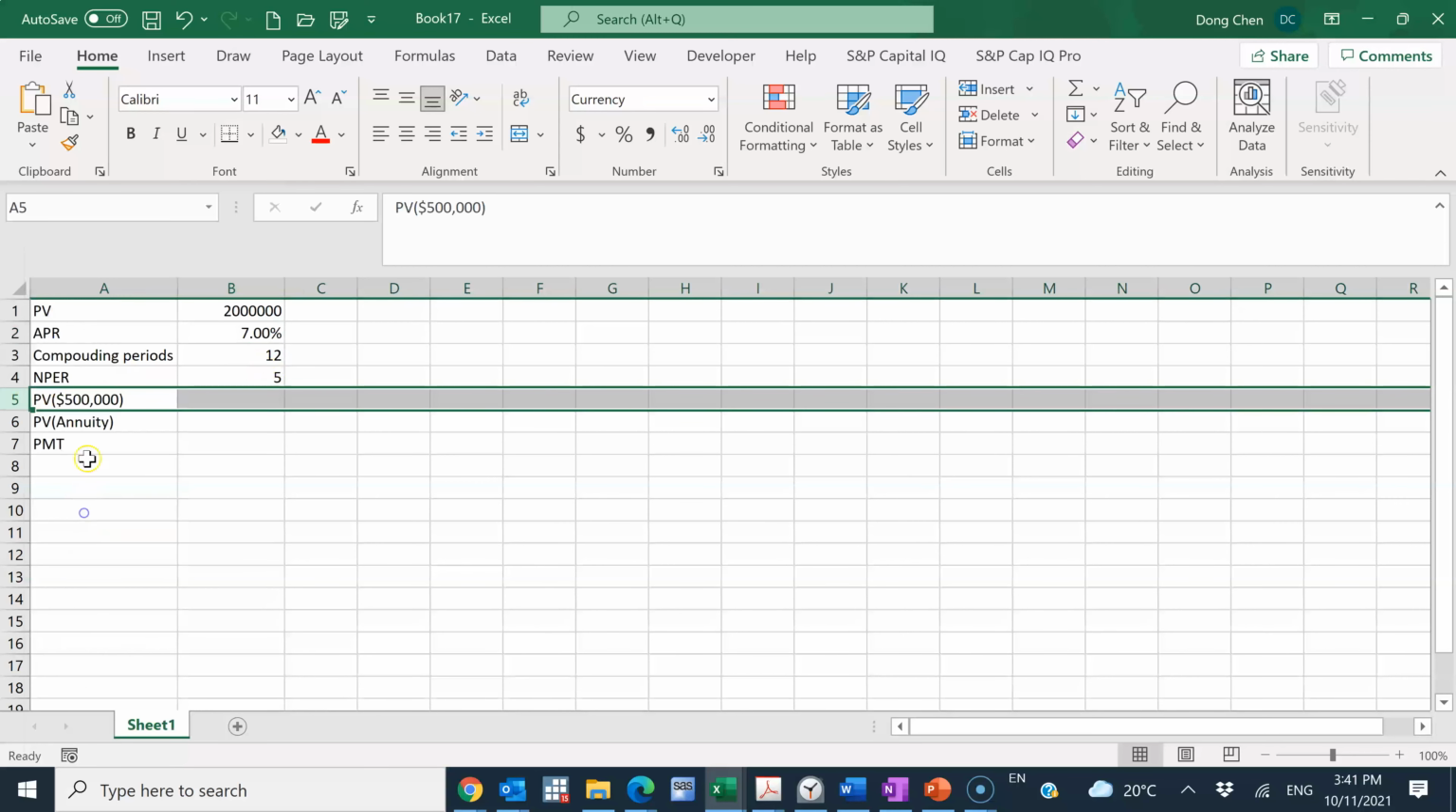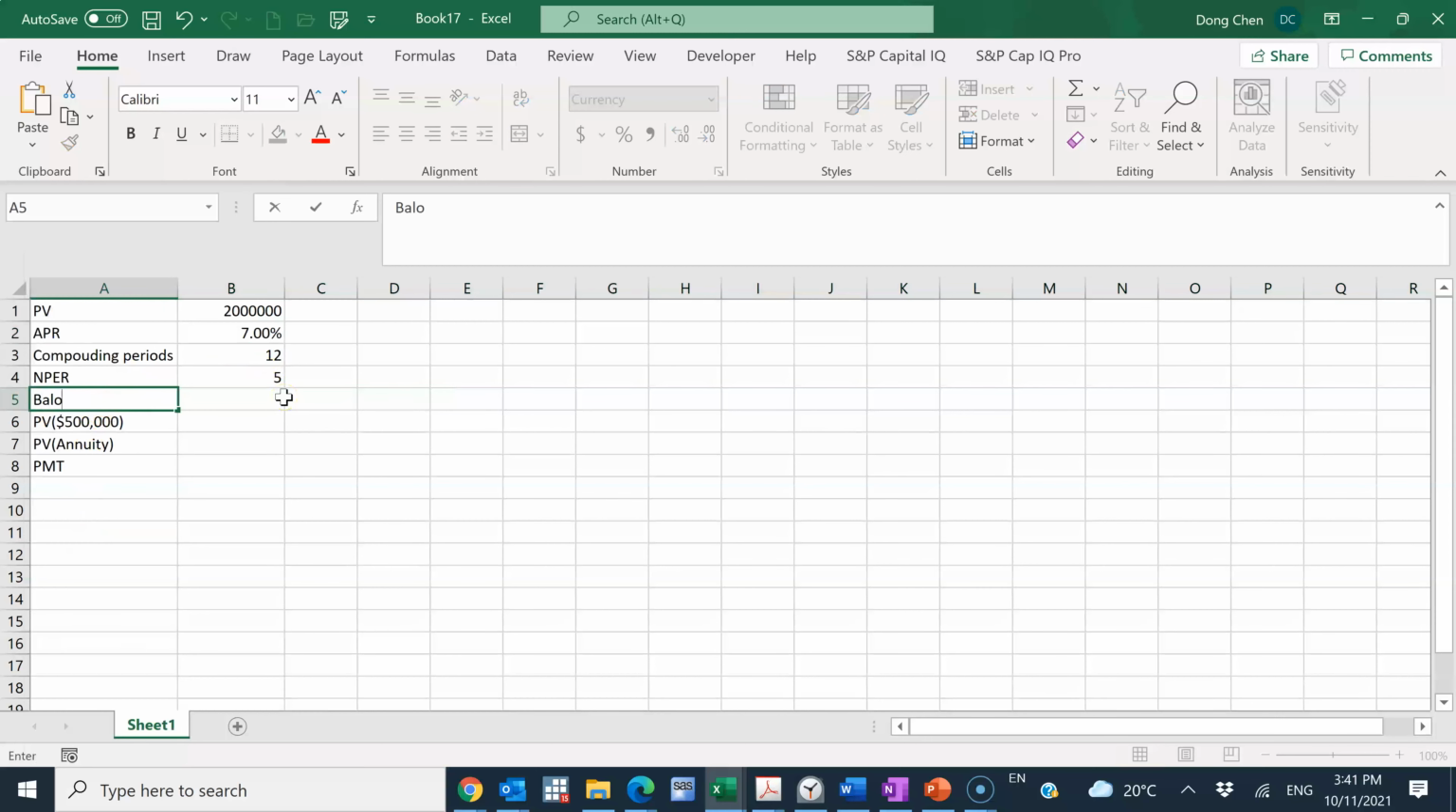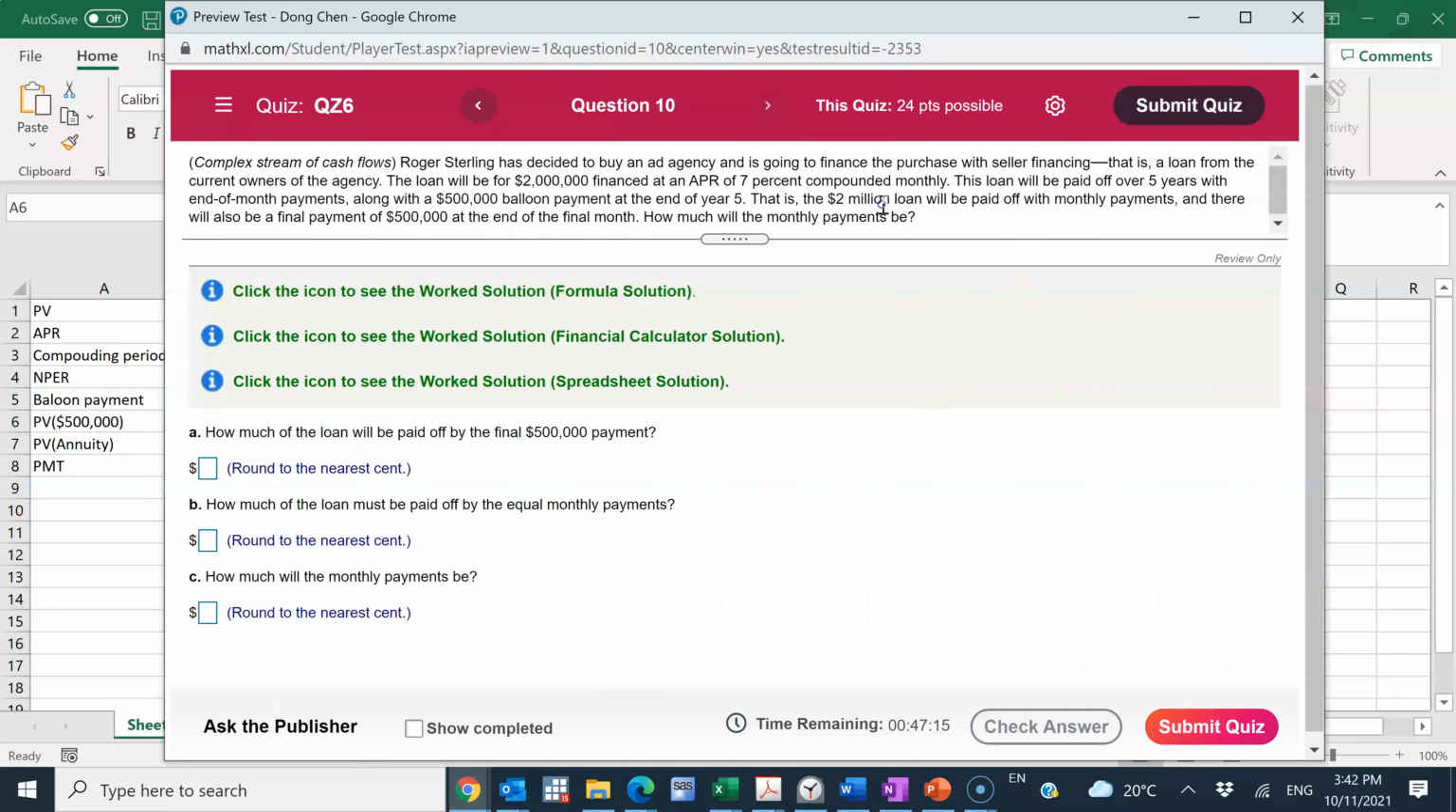And we also have a balloon payment, which is $500,000, as we will find out. So the loan will be paid off over 5 years with end of the month payments. End of the month means that this is an annuity, and second, this is an ordinary annuity, along with the $500,000 balloon payment at the end of year 5. So basically, it's asking how much the monthly payments will be.